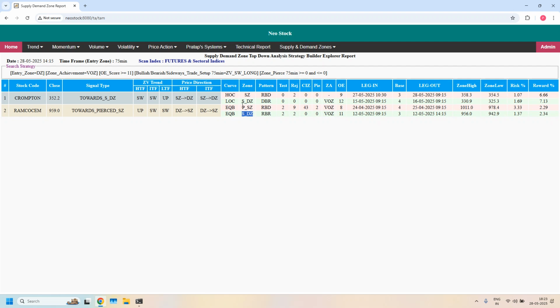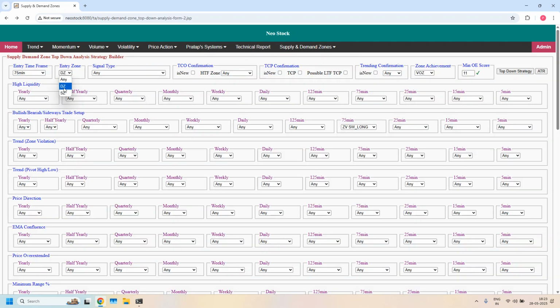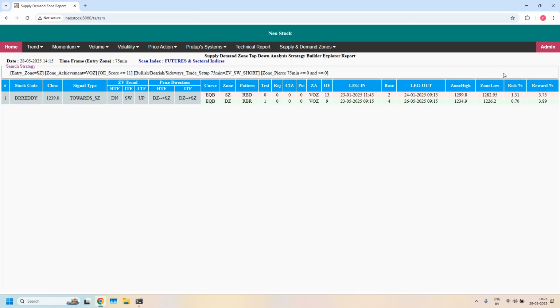And entry time frame zones are 75 minutes demand zones. Next, sideways short trade setup. The changes are here: 75 minutes supply zone, and then here sideways short, and remaining all three filters this time applied to 75 minutes supply zone. We got one stock. So entry time frame is 75 minutes supply zone, sideways short trade setup.